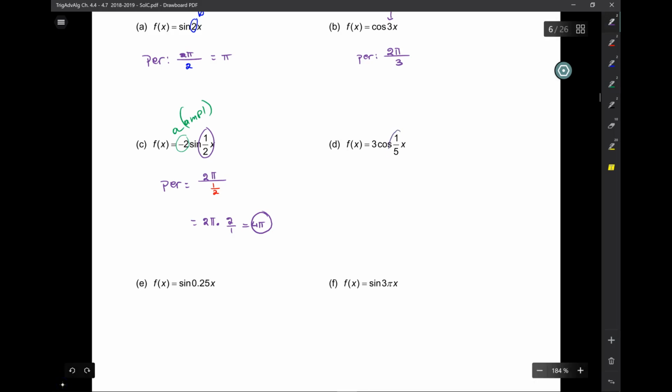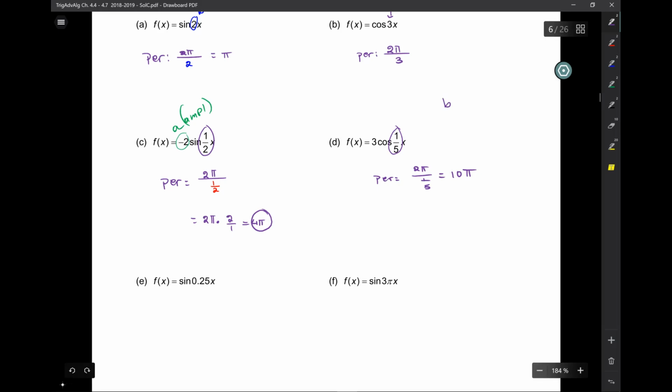B here is what? B is 1/5. So the period is 2 pi over 1/5, 10 pi. So the lower the number is, the longer it's going to go. Yes, it's just like parabolas. So we have an observation here. He's saying the lower the number is, I think what you mean is if B is less than 1 but greater than 0, if it's a fraction between 0 and 1, the period is going to get longer. And if B is greater than 1, we're going to get a shorter period.